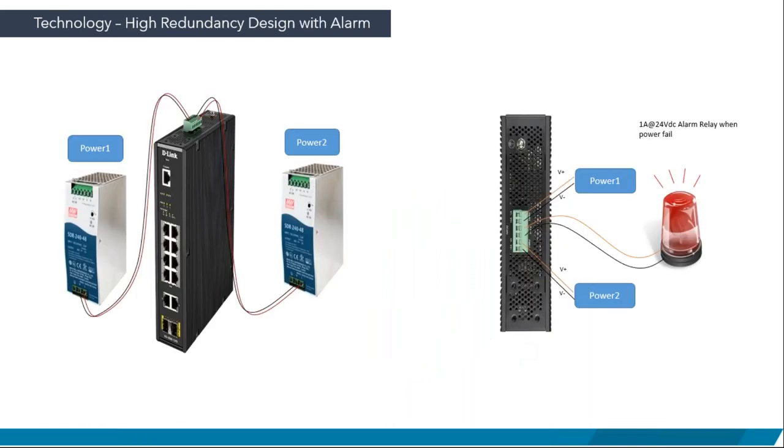Now, as I said, the industrial switches are powered with multiple devices. So it is basically a high redundancy design with an alarm. Like we can see in the first picture, industrial switches support two power supplies to power the device. So if one of the power supplies fails, another power supply is there to take care of it.